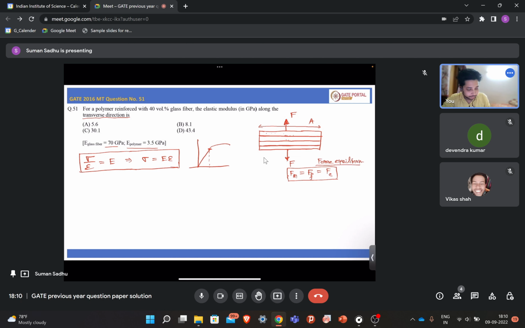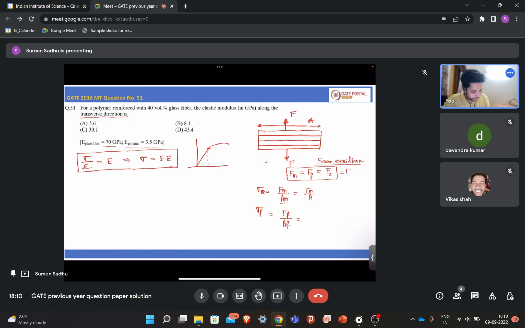Now also we can see, if we are loading in the transverse direction, this area A is also the same for the matrix part and for the glass fiber part. So if A is the same, then what will be the sigma? Sigma m will be Fm by Am. Now this force is also the same and A is also the same, so that is F by A. Similarly for the fiber, it will be F of fiber divided by A of fiber, which is also F by A.